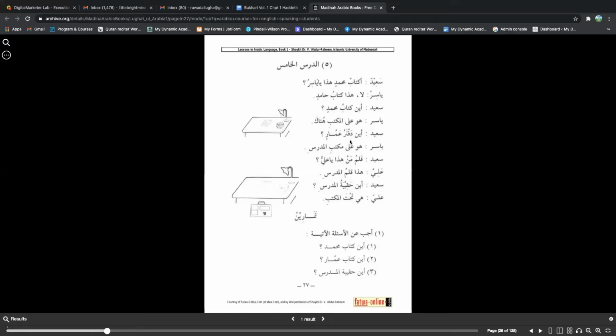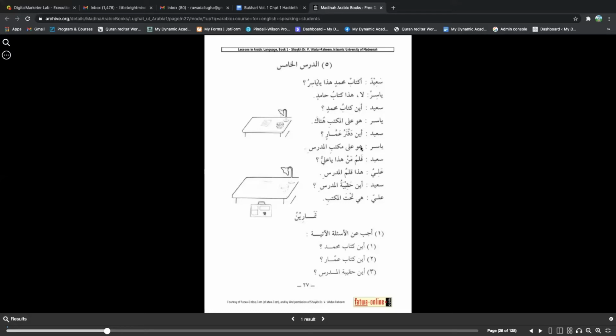Sa'id: Aina daftaru Ammarin? Where is the daftar? Daftar would also have tanween if indefinite, daftarun, but we're making it mu'arraf, definite, because we're talking about the notebook of Ammar. It's his notebook. When we make something definite, we get rid of one of the harakah, so you can no longer have tanween. So it has to be daftaru Ammarin. And Ammar, which would naturally be Ammarun, becomes Ammarin because it is now majroor, because of daftar, because it's idafah. So it means his notebook. Aina daftaru Ammarin? Where is Ammar's notebook?